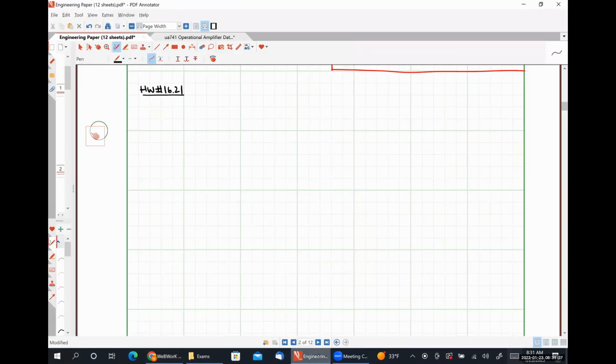So I'm going to draw roughly the same circuit. Minus, plus. For the sake of argument, let's call this 3 volts.